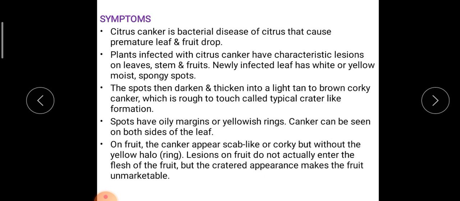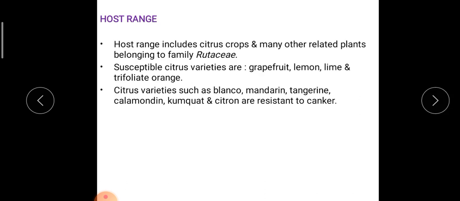On the leaves, the lesions occur on both sides, but on the fruit, the scabs occur only on the outer surface of the fruit. It does not enter the flesh of the fruit, and hence the fruits are edible. But due to the outer appearance of scabs, the fruits become unmarketable.